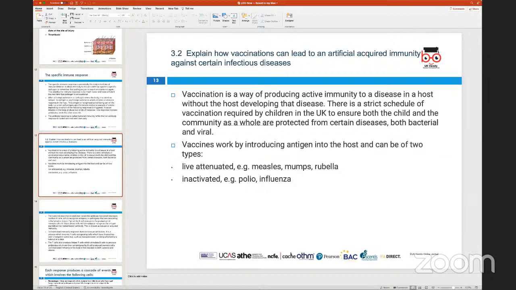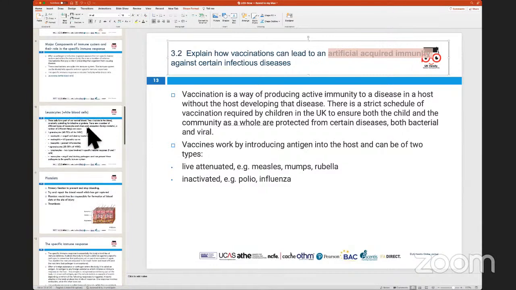Okay. Now the second assessment criterion that we are looking at talks about explaining how vaccinations can lead to artificial acquired immunity against certain infectious diseases. This is an important part because if we go back to what we discussed in terms of different types of immunity, we talk about innate immunity, we talk about adaptive immunity, and we talk about an immunity which is induced into the human body through the route of vaccination. So vaccinations help the human body get what is called artificial acquired immunity.